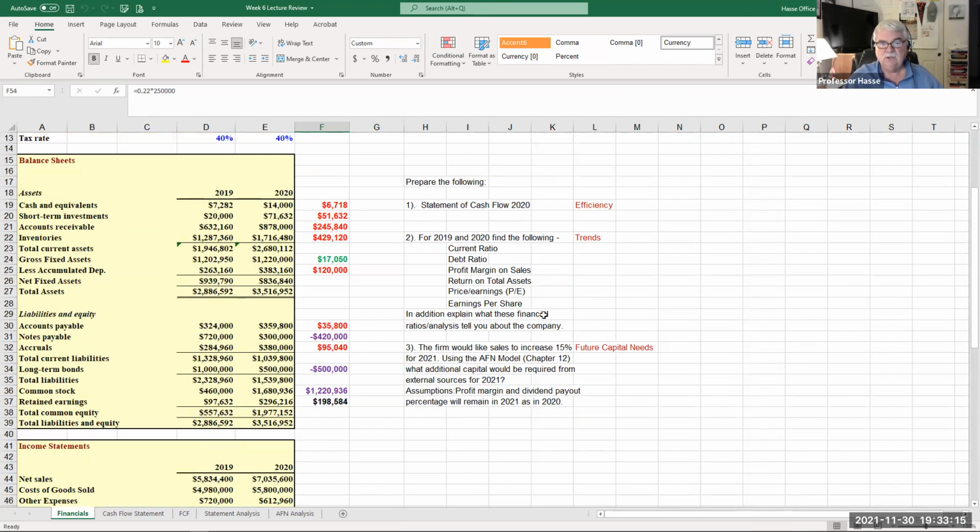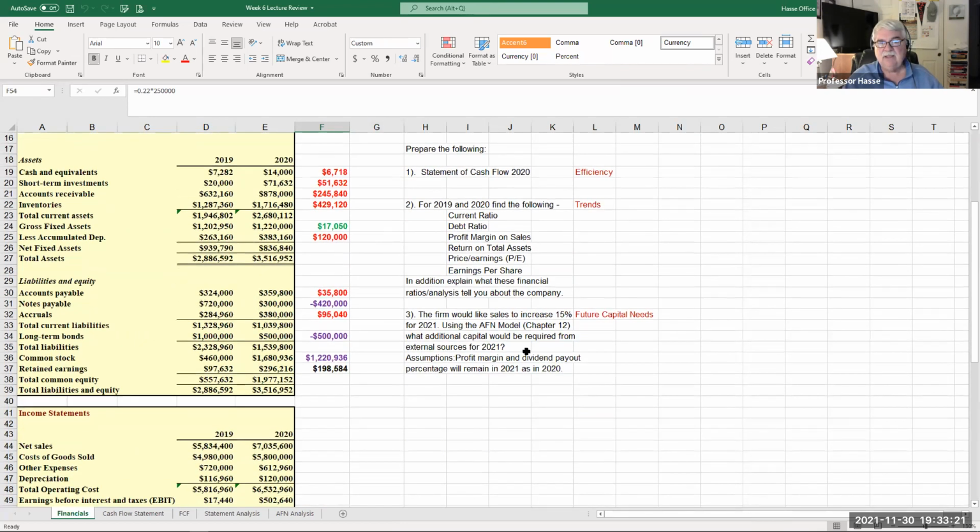We're going to look at some key financial ratios to look at trends in the company. And we're going to do an AFN model analysis. You do not have to be concerned with being able to calculate the AFN model, called the additional funds needed model, but understand what it means in regards to looking at the future needs of capital in your company. These are the three key. This is chapter 3. This is chapter 12.